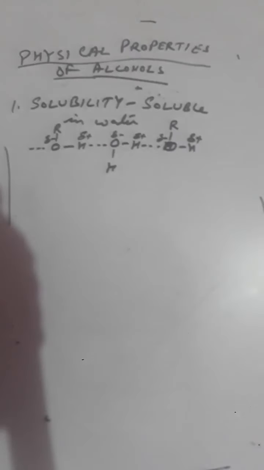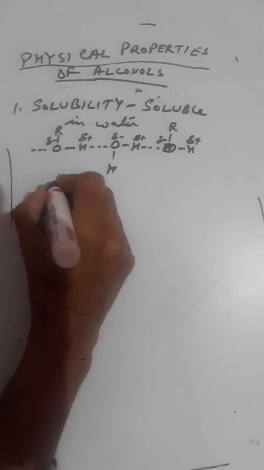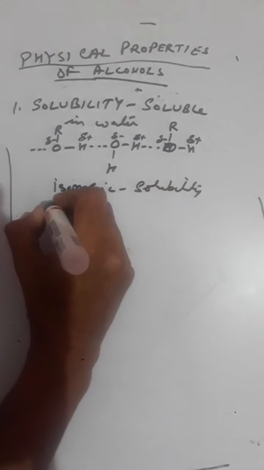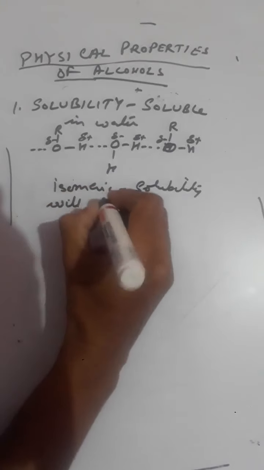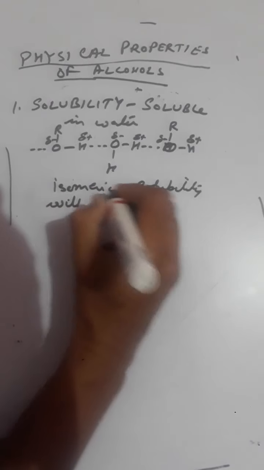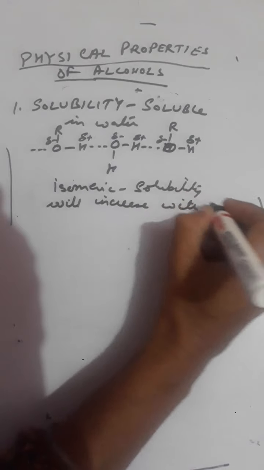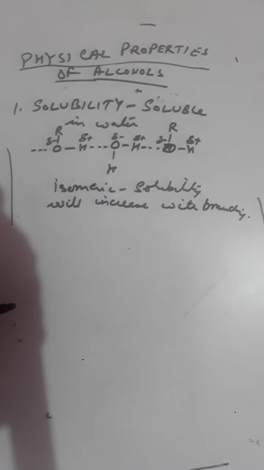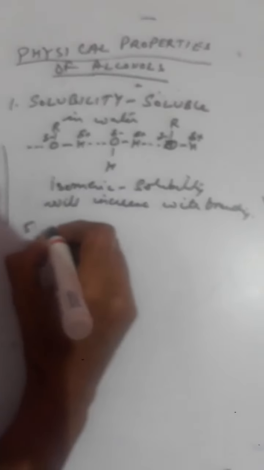And when we say for isomeric alcohols, solubility will increase with increase in the branching. For isomeric, solubility will increase with the branching. Because with branching, the surface area of the non-polar part will decrease, and due to which the solubility will increase. And the last point is density.